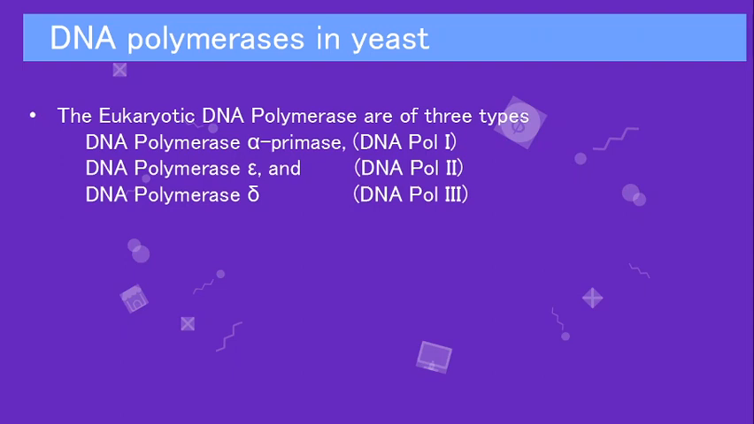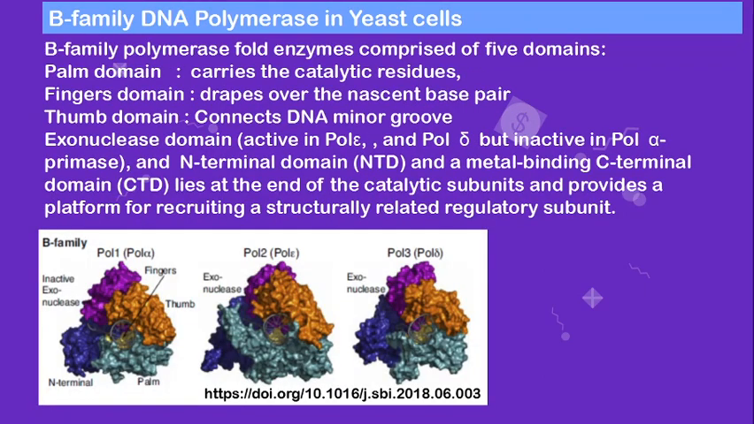In this session, I am going to explain the DNA polymerases which are present in yeast cells. In the budding yeast, you can see three types of DNA polymerases: DNA polymerase alpha primase, which is also called DNA polymerase 1, DNA polymerase epsilon, also called DNA polymerase 2, and DNA polymerase delta, which is called DNA polymerase 3. All these DNA polymerases in yeast cells belong to the B family DNA polymerases.